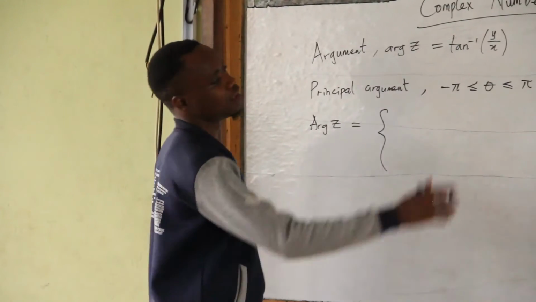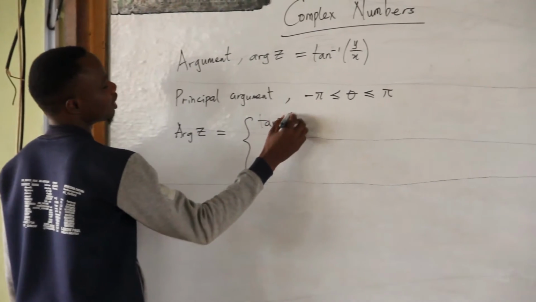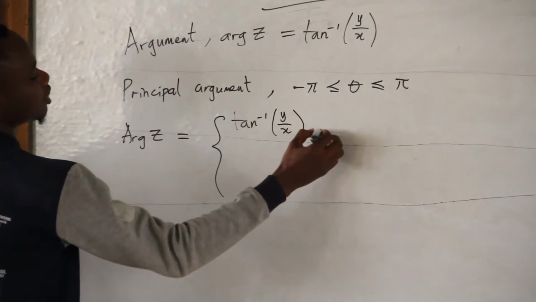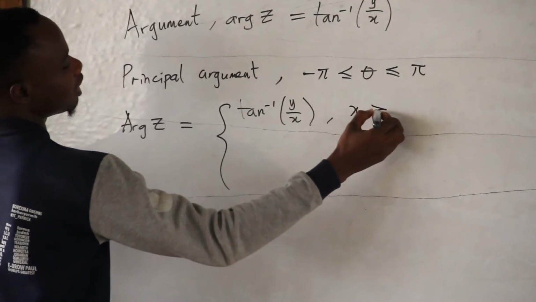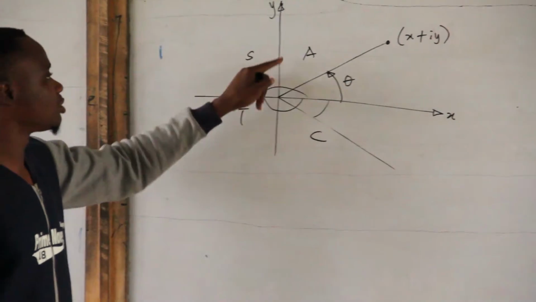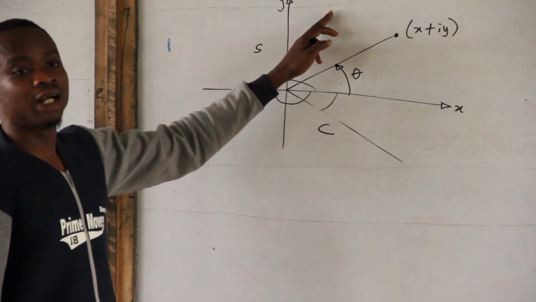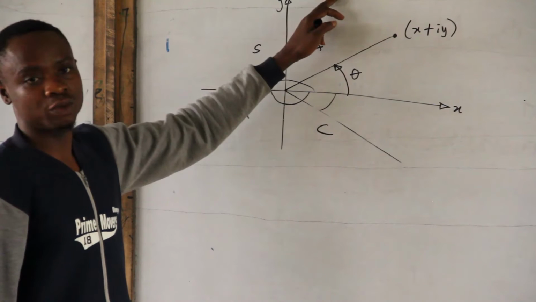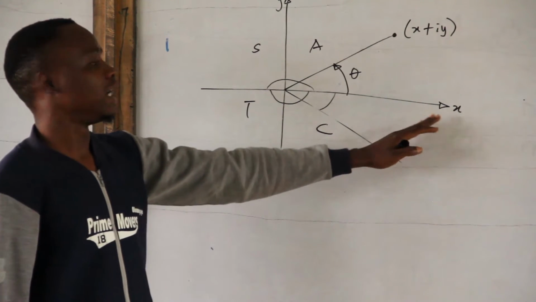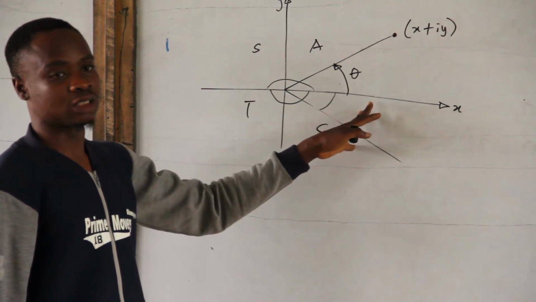Alright, so that means that whenever x is greater than 0, the principal argument is the same thing as tan inverse of y over x. Do you understand that? Because at this side, x is greater than 0. So for this, x is greater than 0, y is also greater than 0, so y over x is positive, and the angle is positive as we want it. For this part, x is greater than 0, y is negative, the angle is going to be negative as we want it. So those will give us direct answers that are correct.